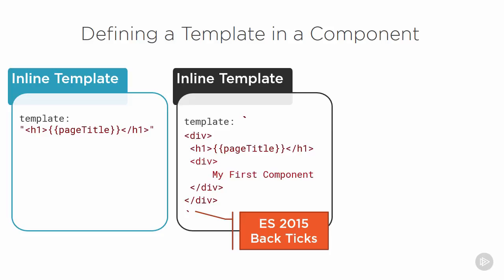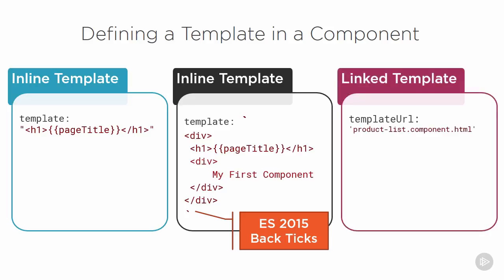When defining the HTML in a string, most development tools don't provide IntelliSense, automatic formatting, and syntax checking. Especially as we define more HTML in the template, these issues become challenges. In many cases, the better option is to define a linked template with the HTML in its own file. We can then use the templateUrl property in the component metadata to define the URL of our HTML file.